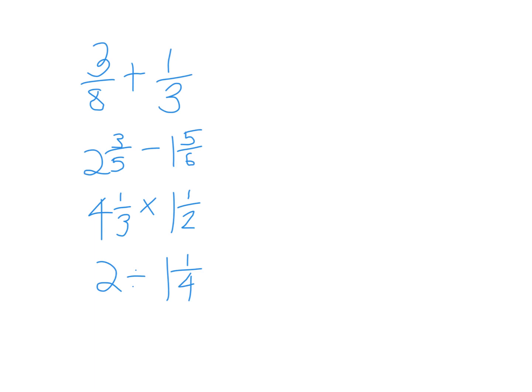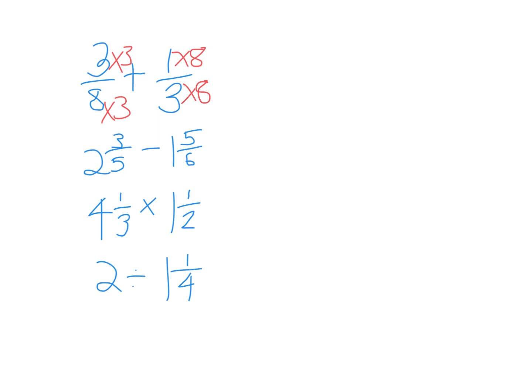So let's look at 3 over 8 and 1 over 3. If I times top and bottom of this fraction by 3, and top and bottom of the other by 8, both fractions will have the same denominator of 24. 24 is the number I chose for the denominators because it's the lowest common multiple of 8 and 3.